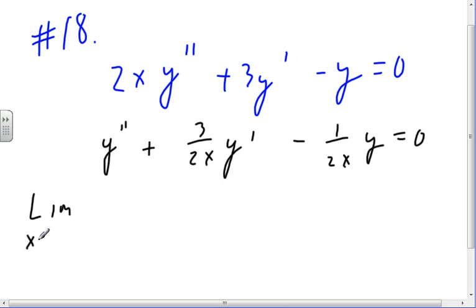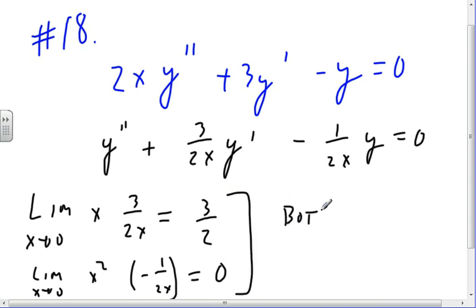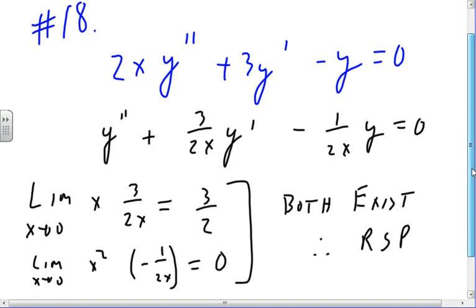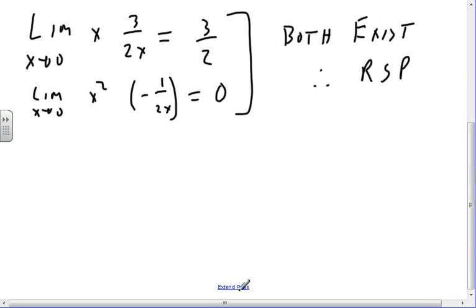Okay, limit as x goes to 0 of x times 3 over 2x is equal to 3 halves. Limit as x goes to 0 of x squared times minus 1 over 2x is equal to 0. Both exist. Therefore, I have a regular singular point and I can use my method. Isn't that nice? And of course on the next test you will be doing that, so that'll be pretty cool.